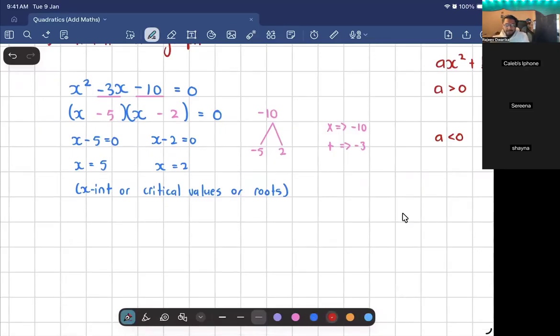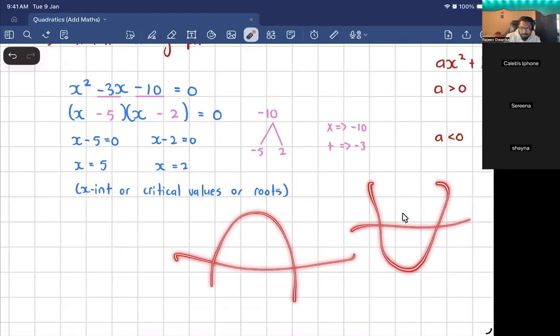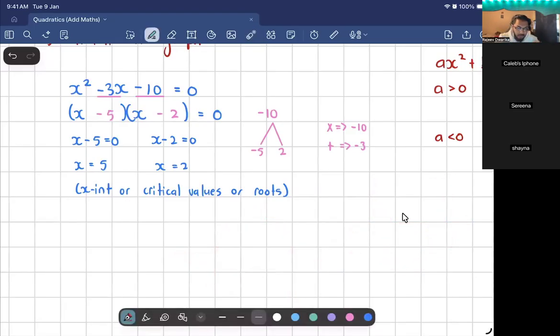Caleb, I know what the roots are. Where does my graph cut the x-axis? Talk to me, Caleb. Where does the curve cut the x-axis? So what if I told you we just found that? You see this 2 and this 5? That's where the curve would cut the x-axis. So Caleb, we just found that out.